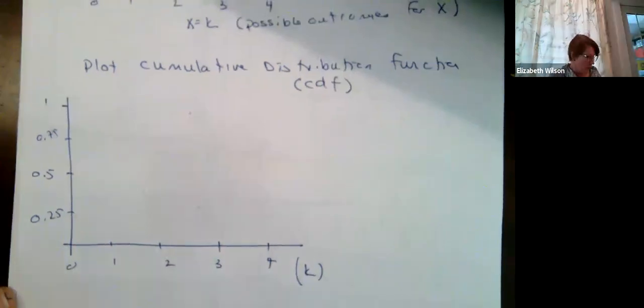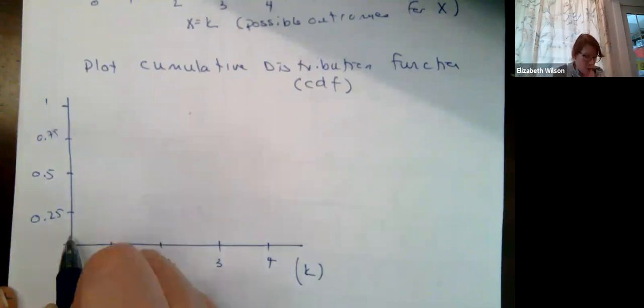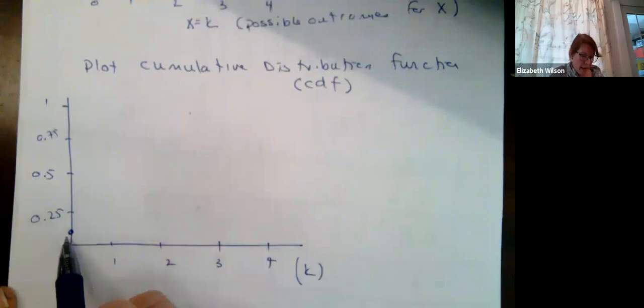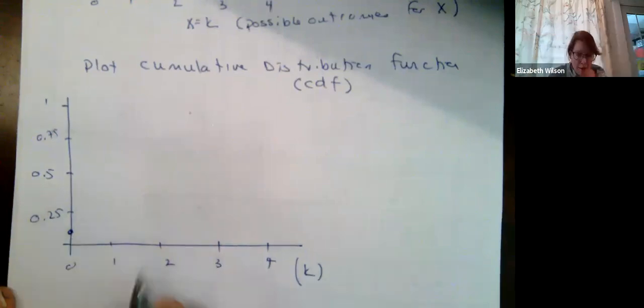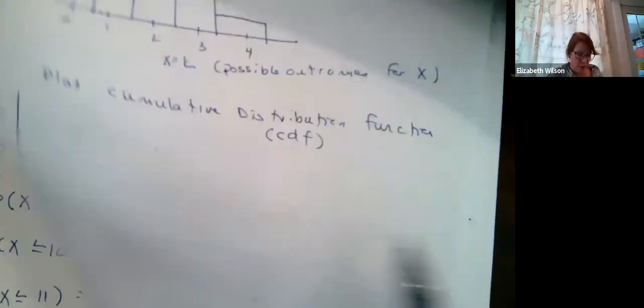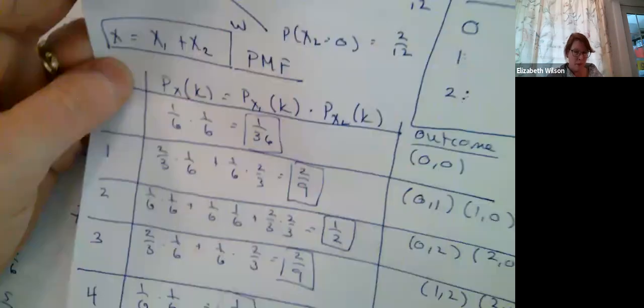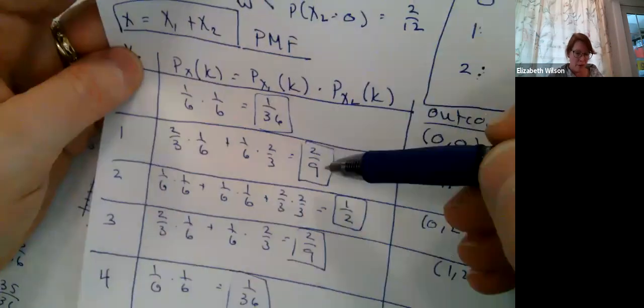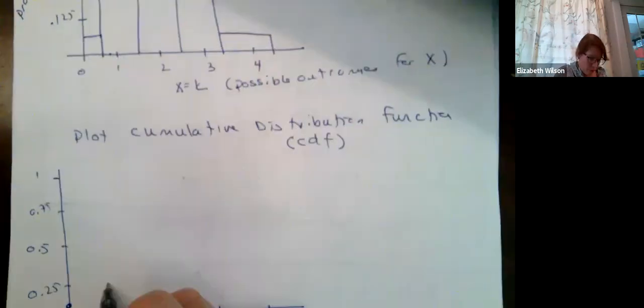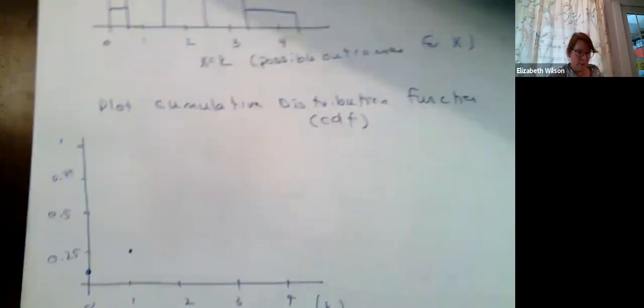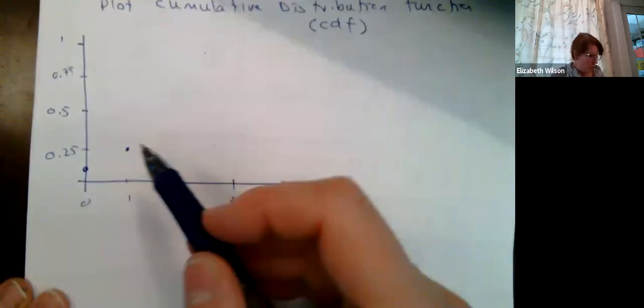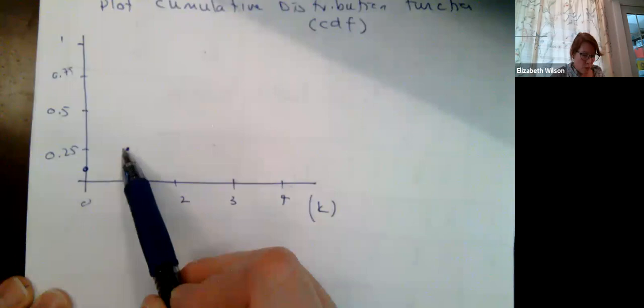Okay, so at 0, we start off with 1 out of 36, which is right about here. I add 1 out of 36 to what I have for 1. So to get my value for 1, I'm going to add 1 out of 36 and 2 out of 9. That gives me roughly right around here. Around there. For 2, I'm going to add 0, 1, and 2 together.